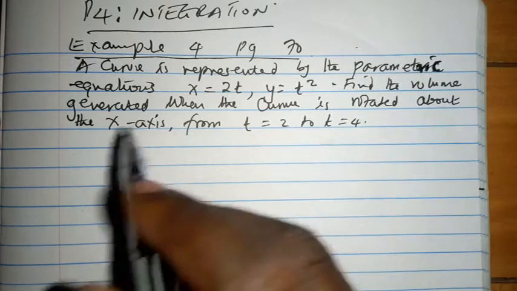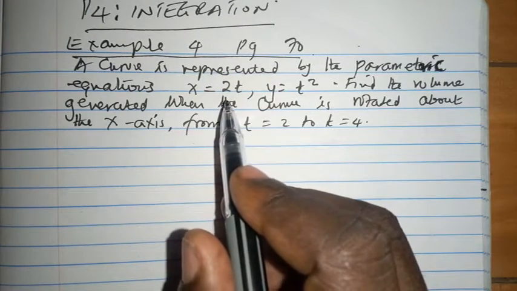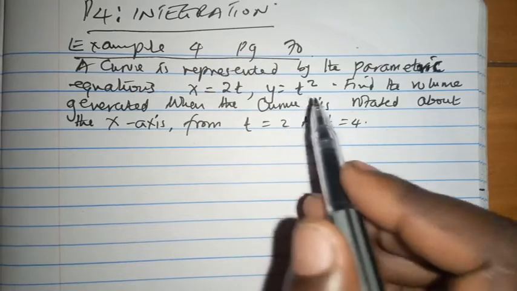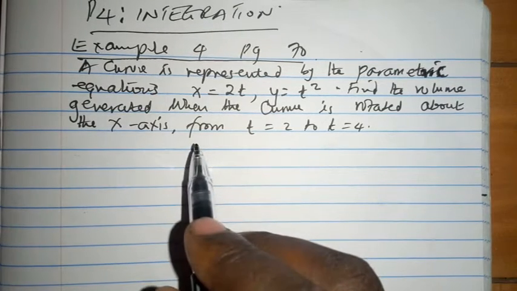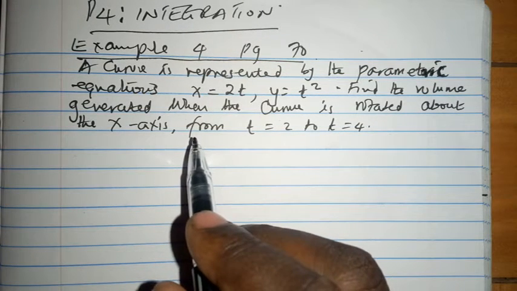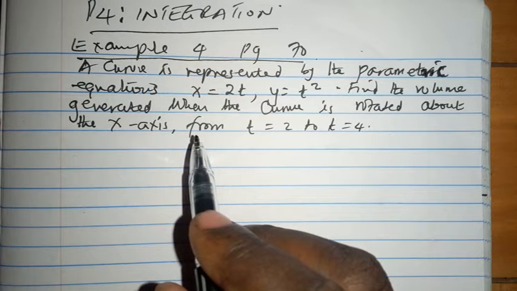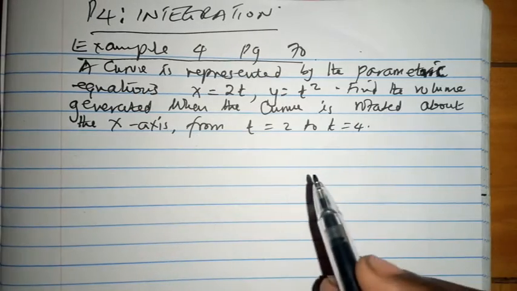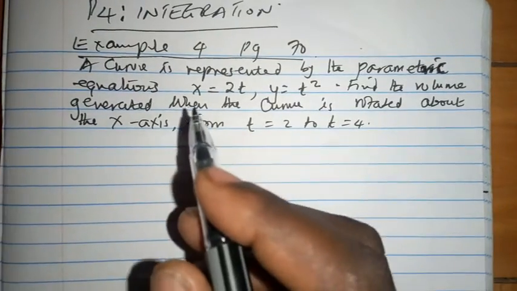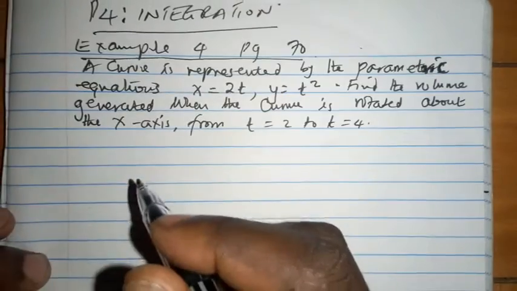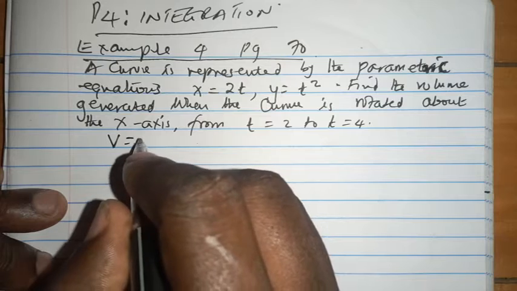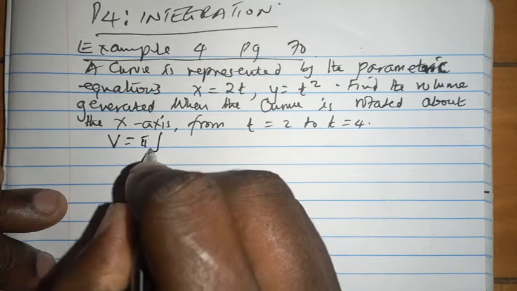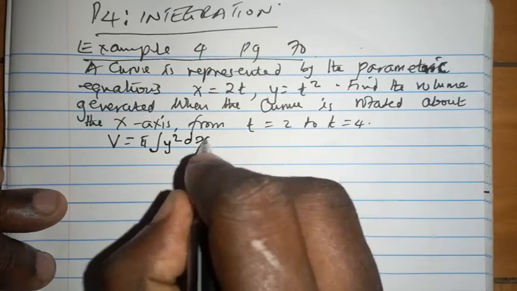X is equal to 2t and y is equal to t squared. Find the volume generated when the curve is rotated about the x-axis from t equals 2 to t equals 4. It goes without saying, we know the general formula for the volume is pi integral of y squared dx.